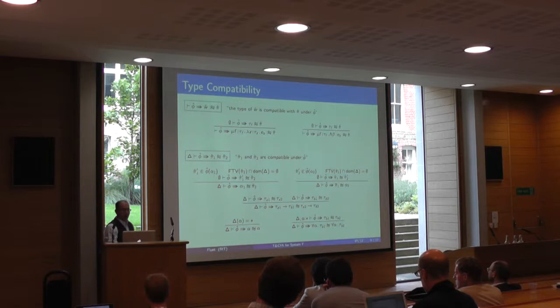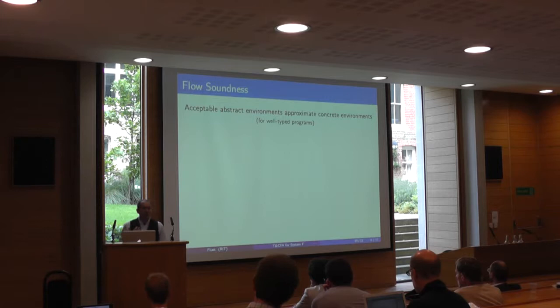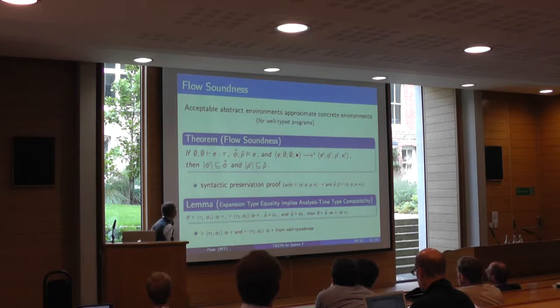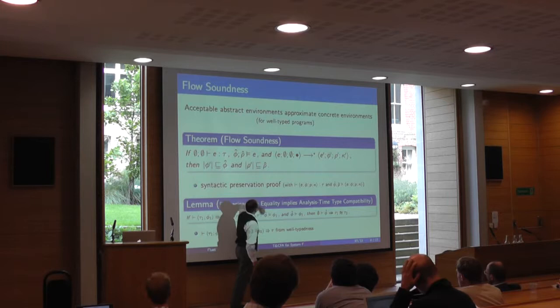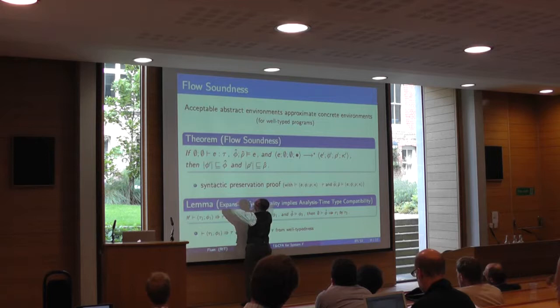Okay, so we've got some standard results here. The most important result that we're interested in is flow soundness, that acceptable abstract environments approximate concrete environments. Essentially what this says is, you give me a well-typed program and a sound and acceptable analysis. You run that program for a little bit, and your abstract environments approximate any of the concrete environments that come up.